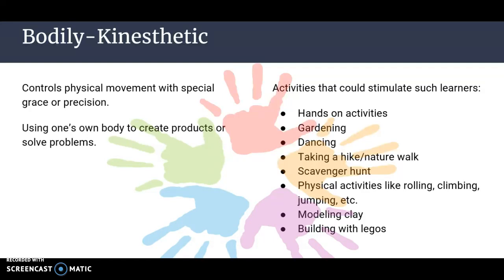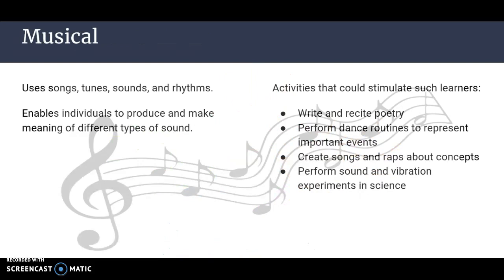Students that have this intelligence, activities you could use to stimulate these learners would be hands-on activities, gardening, dancing, taking a hike or nature walk, scavenger hunt, physical activities like rolling, climbing, jumping, modeling clay, or building with Legos. Really anything to get them moving because they have that special intelligence with their body and their movement. And if you link education to their movement, these students will latch on to that information much easier.